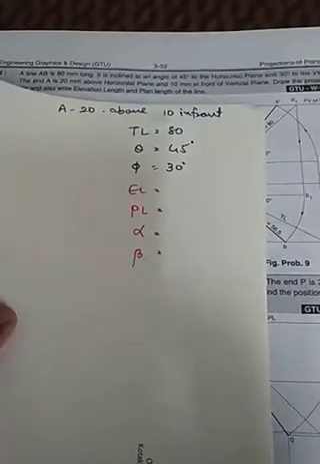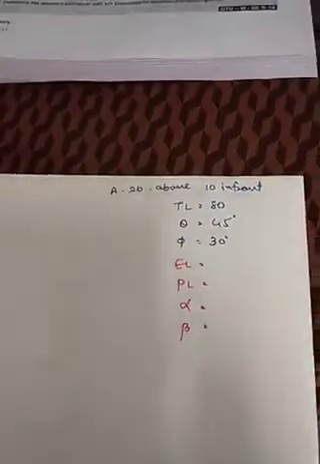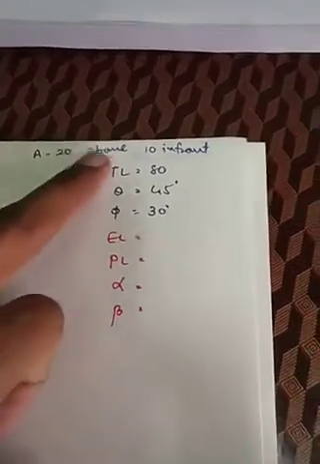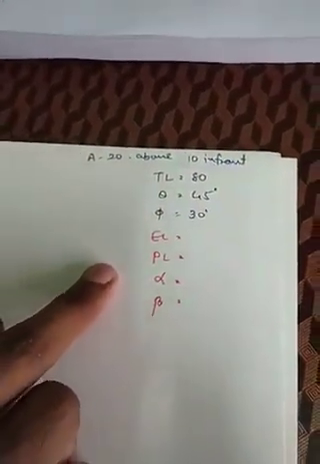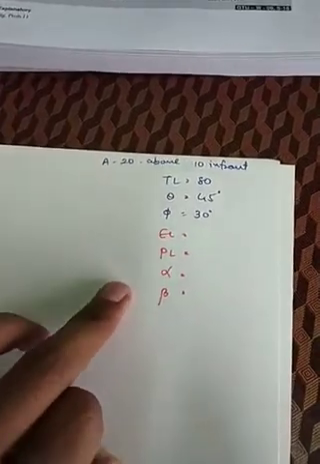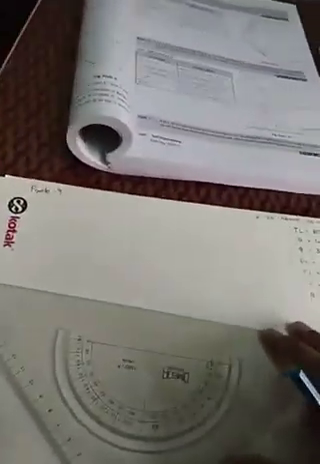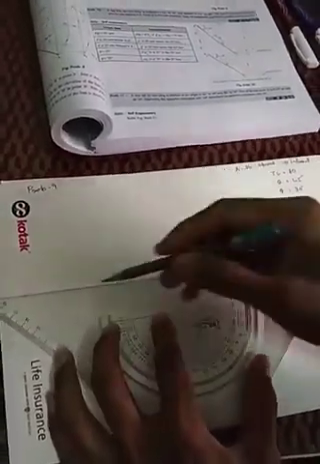Whatever has been asked, or it can be asked in this way also, draw the projection of the line. In any case, you have to find each and everything for all the problems, right? So you have to find TL, theta, phi, EL, PL, alpha and beta for all the problems, whatever the question may be. So for solving this particular problem, we have to first draw the XY line, right? So this will be the XY line.